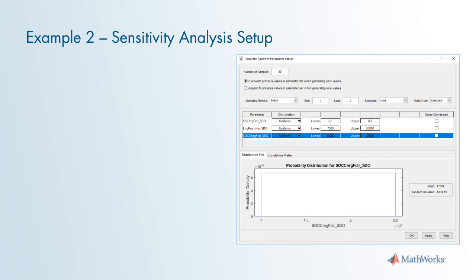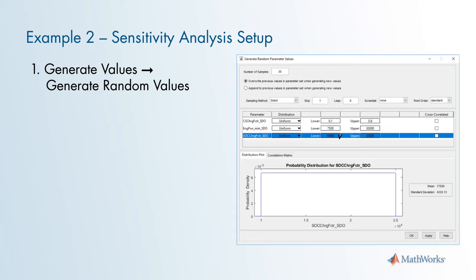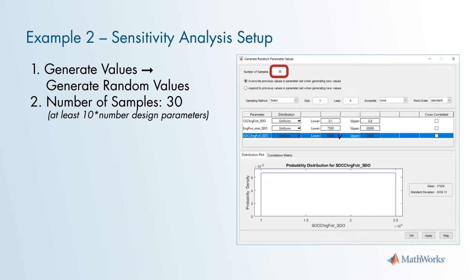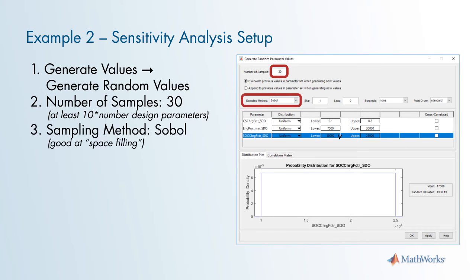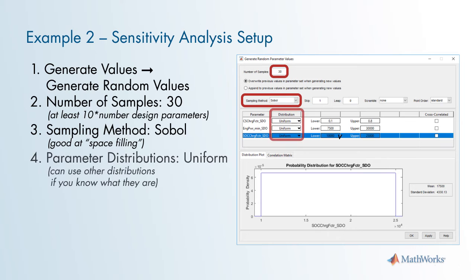The next step is to generate random distributions of the 3 control parameters so that we can create a sample set describing the control parameter variations. So go to Generate Values and Generate Random Values. Set the number of samples, use at least 10 times the number of design variables. In this case, it was 30. The Sobol sampling method is used because it is good at space filling. And the parameter distributions are set to uniform, but you can use other distributions if you know what they are.